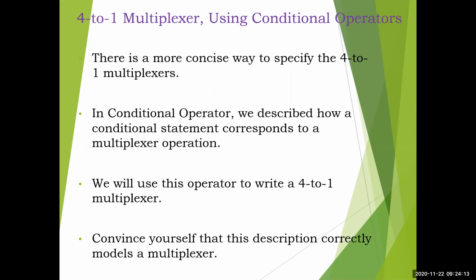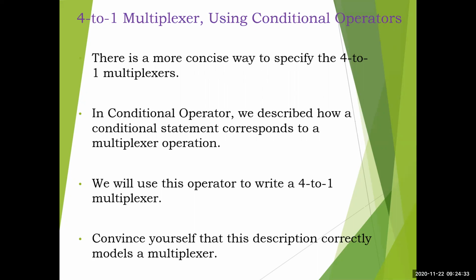So there are more concise ways to specify the 4 to 1 multiplexers. Yesterday we have seen one of the concise methods, right? Just writing the Boolean expression using operators. Still, we can make that more concise using the conditional operator. So that part we'll see.